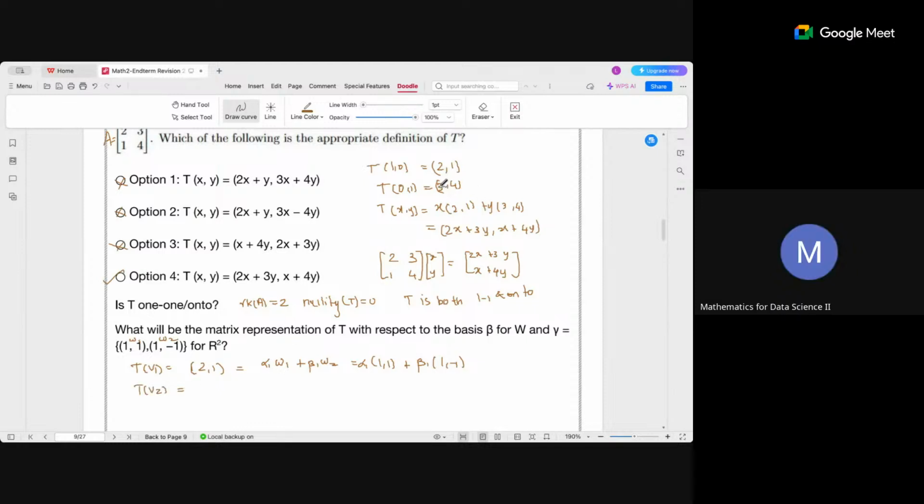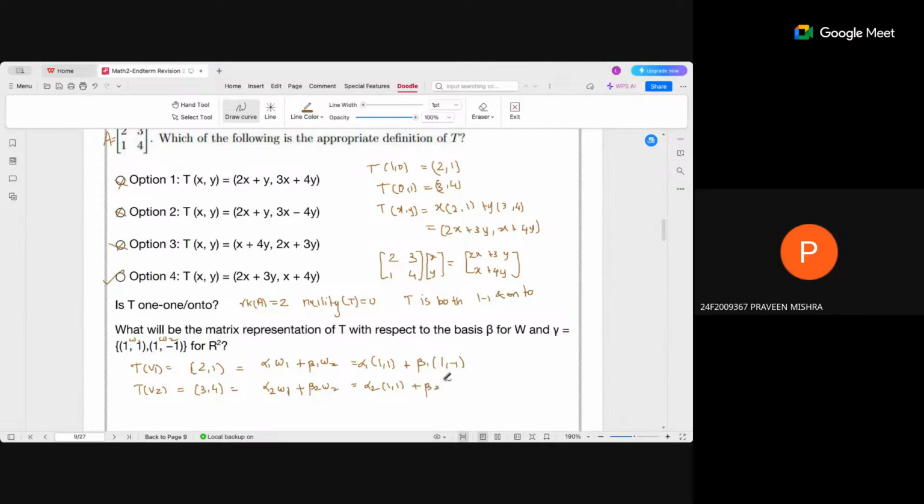TV2 we have already found to be 3 comma 4. Now you need to express 3 comma 4 as a linear combination of W1 and W2. So alpha 2 times W1.